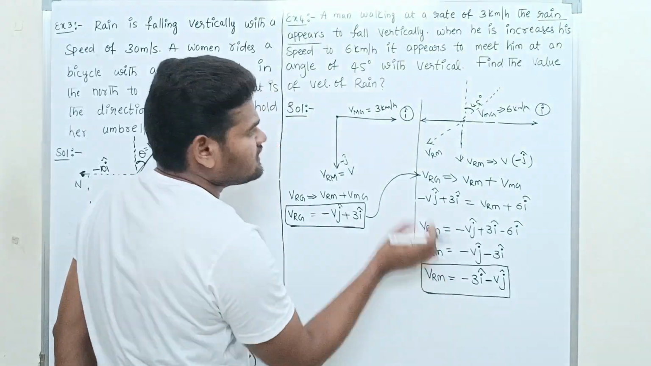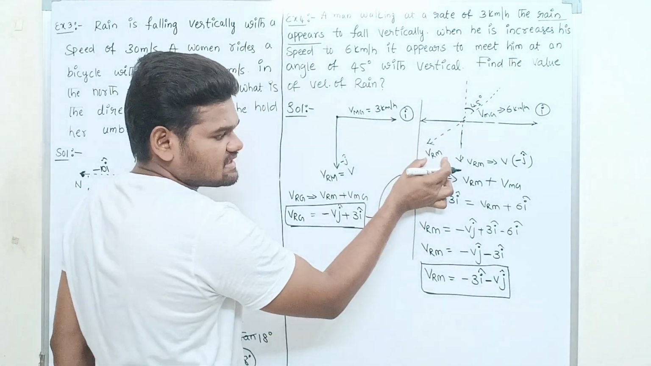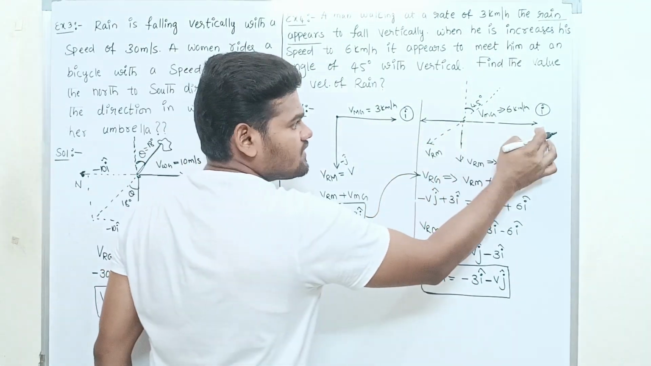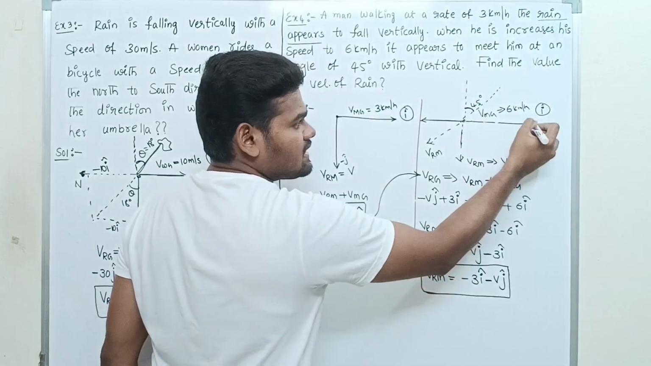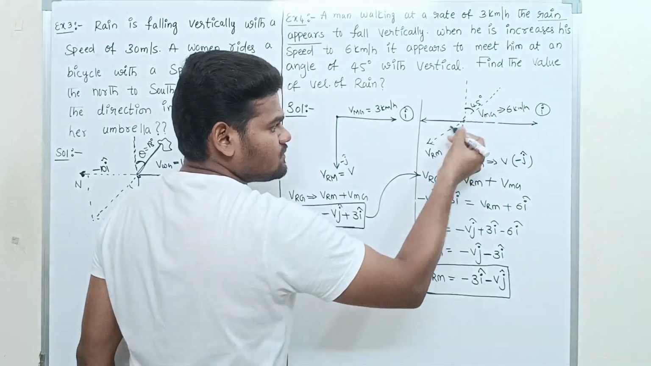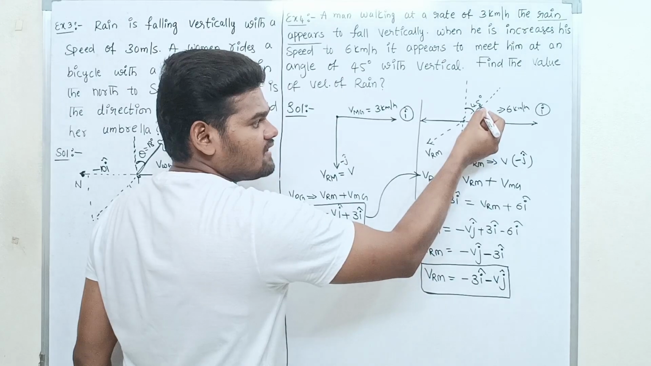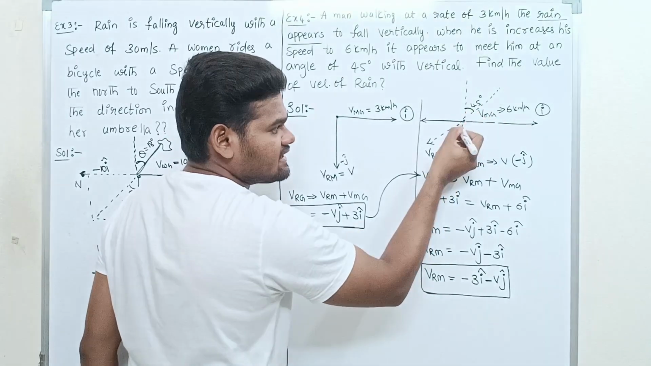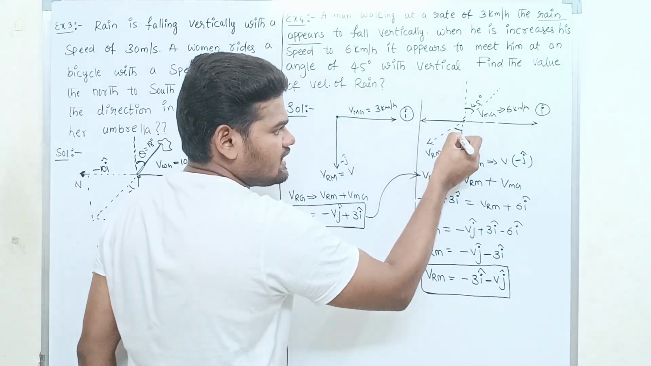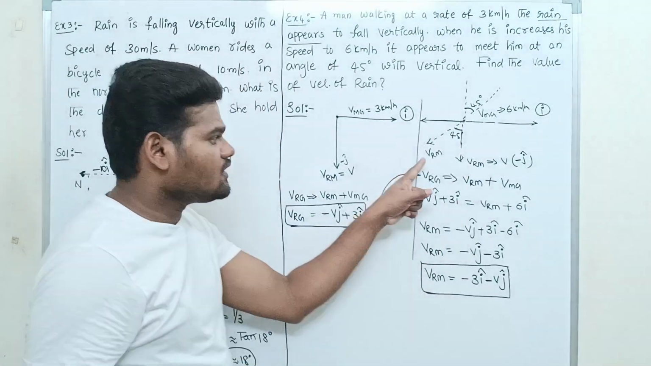So from this, have a look. This is the velocity of rain with respect to man when he is moving with a speed of 6 kilometer per hour, and it appears to meet him at an angle of 45 degrees. If this is 45 degrees, then this is also 45 degrees. Now what is the value of vrm?